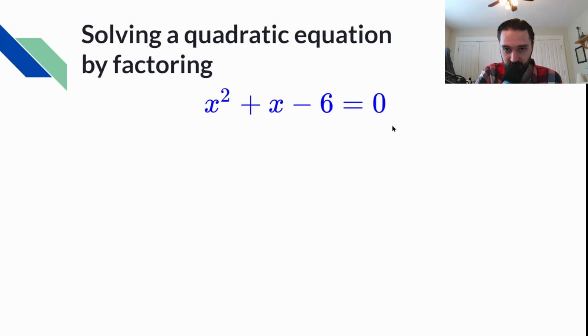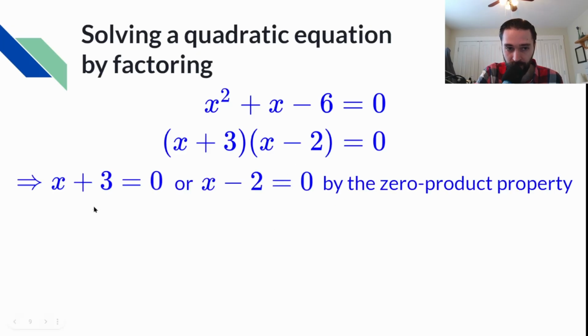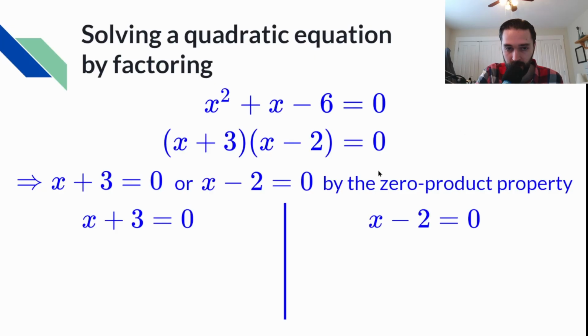So let's try to solve this quadratic equation by factoring. This left-hand side expression is factorable. We can factor it as x plus 3 times x minus 2. So we have something times something equals 0. Therefore, x plus 3 equals 0 or x minus 2 equals 0 by the zero product property. So we can set each of these things equal to 0 and then solve for x.